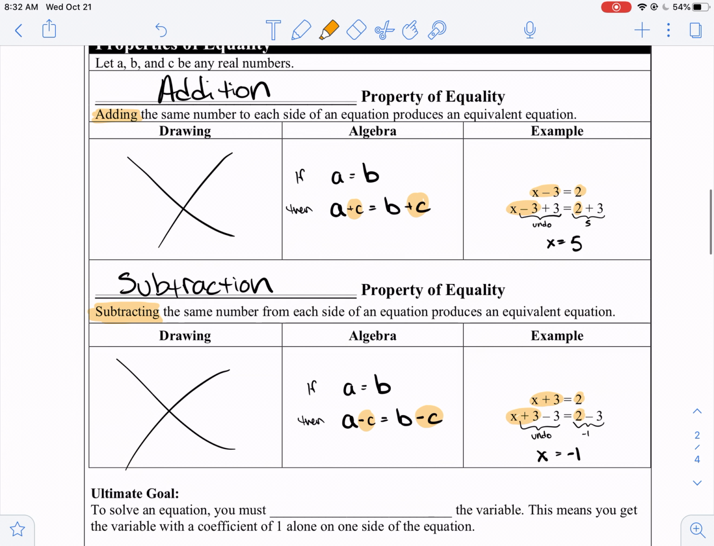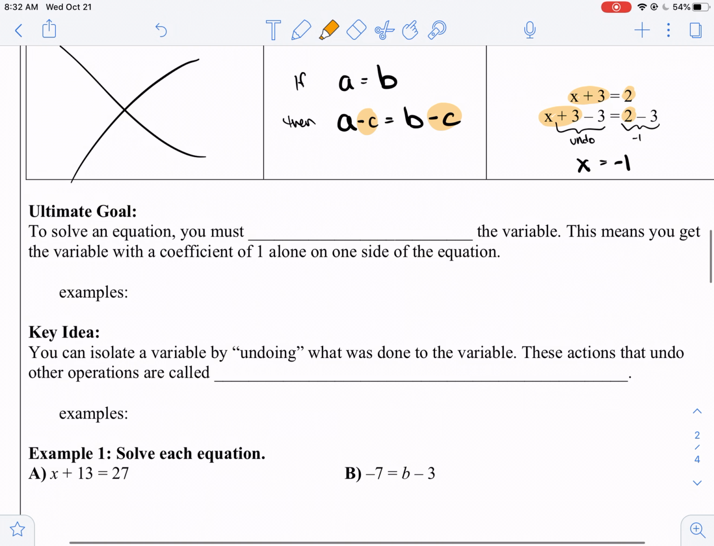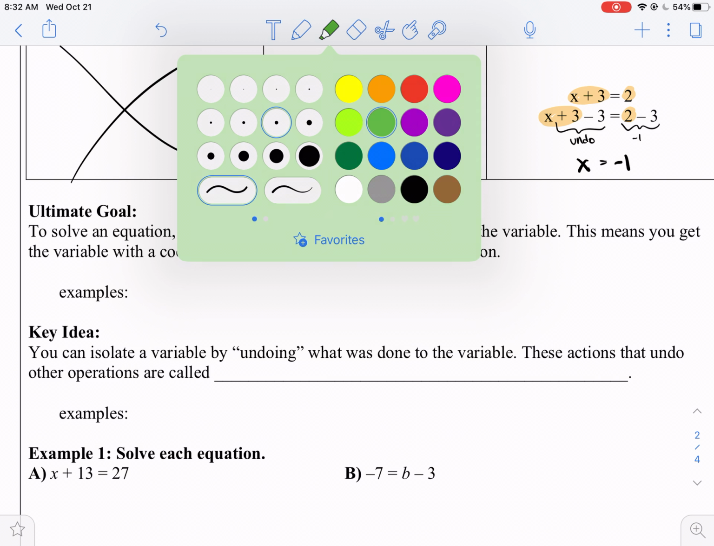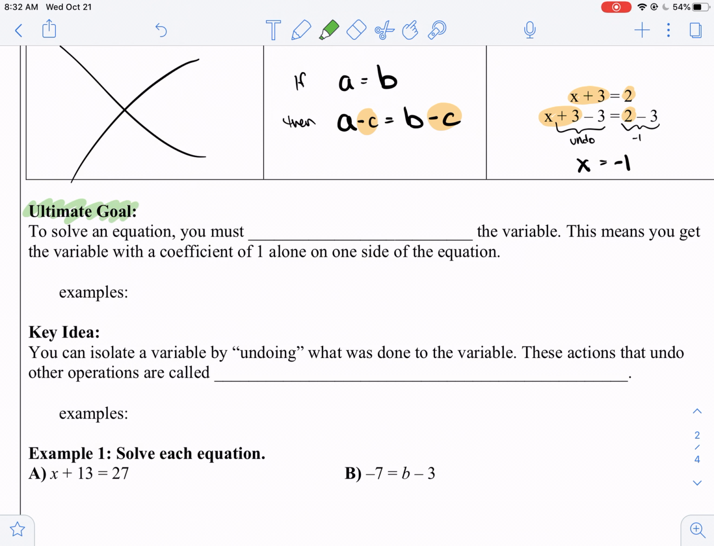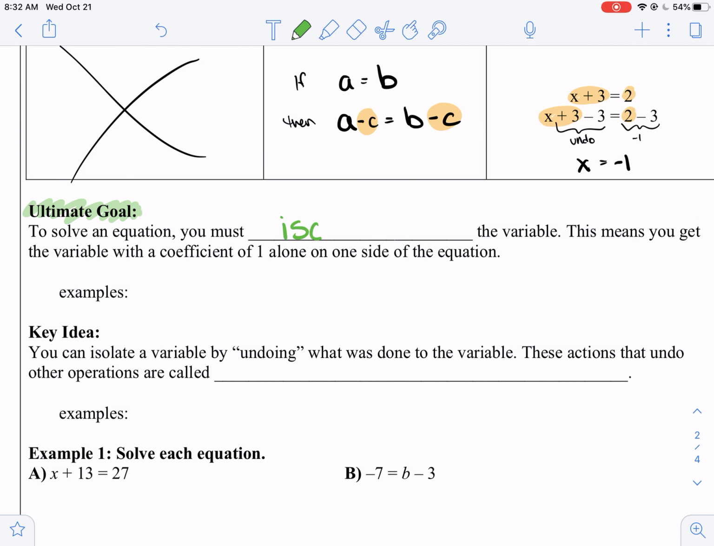Now we're going to use this today to solve equations. So our ultimate goal, our key idea of the day, is that in order to solve the equation, you want to isolate the variable. To isolate means get it all by itself, to get it all alone on one side of the equation.